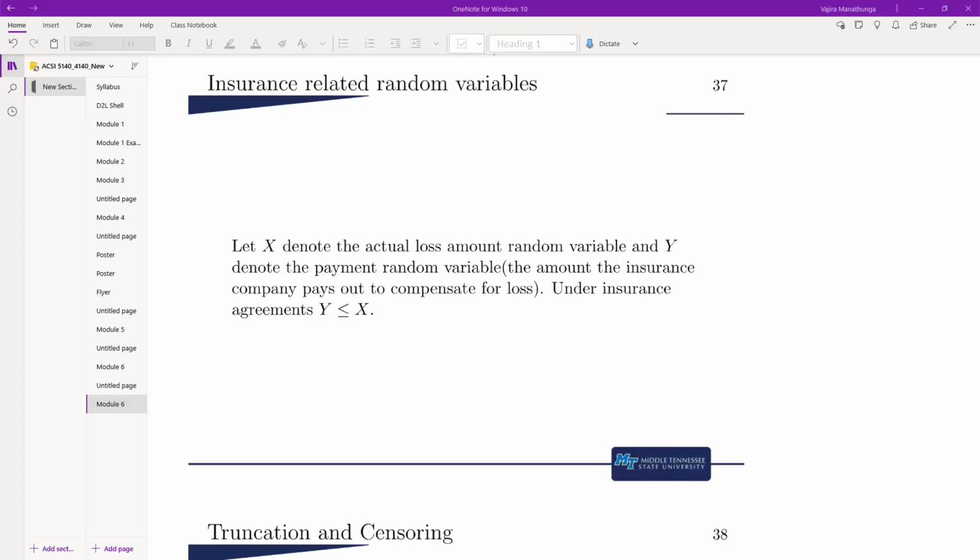Hello everyone. So in this video, we are going to talk about insurance and how continuous random variables are related. So basically, we are going to talk about insurance related random variables.